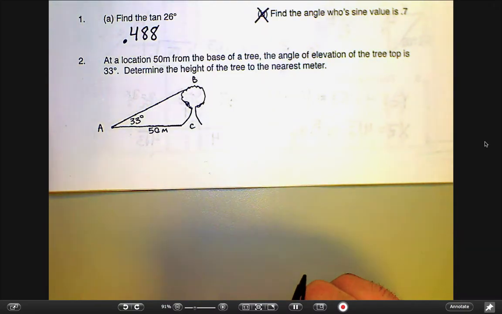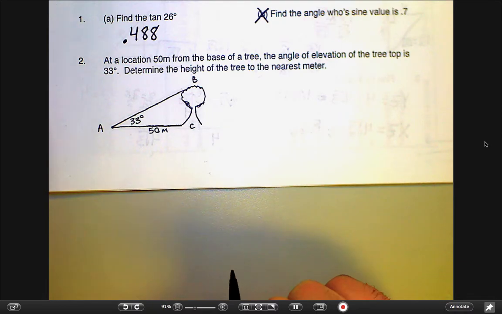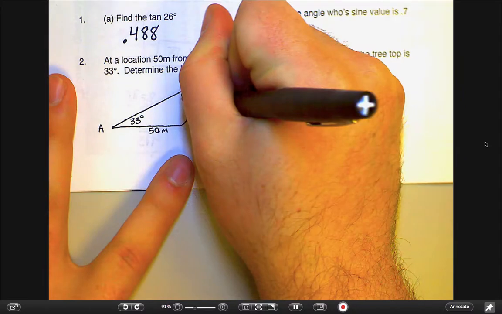Okay. Now let's look at number 2. So number 2 is asking us to find the height of this tree. We have a location 50 meters from the base of the tree. The angle of elevation to the treetop is 30 degrees. We want to find the height to the nearest meter. So I'm trying to find this side here.